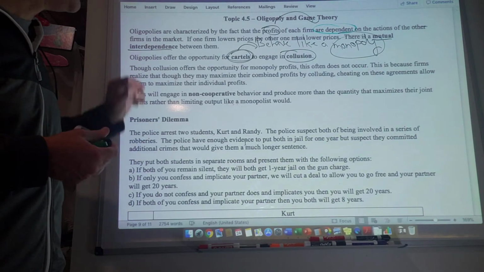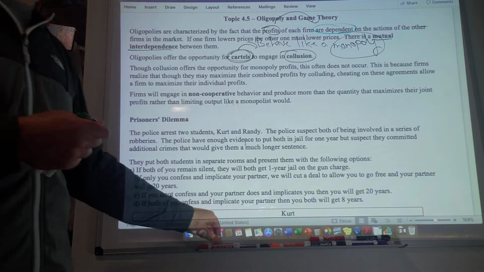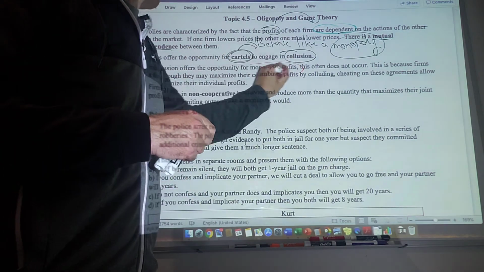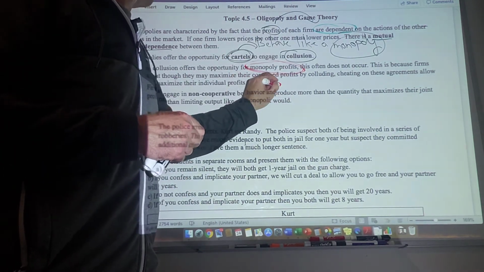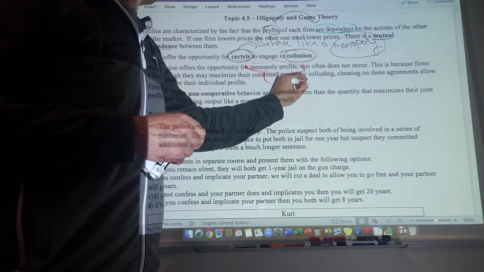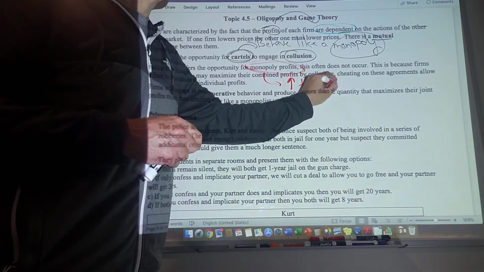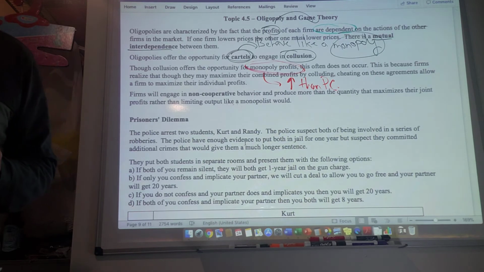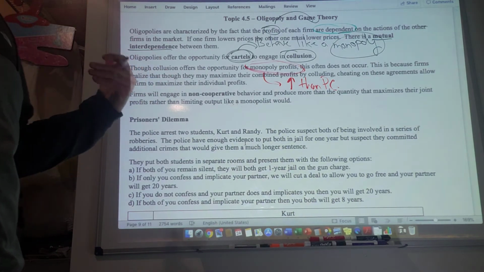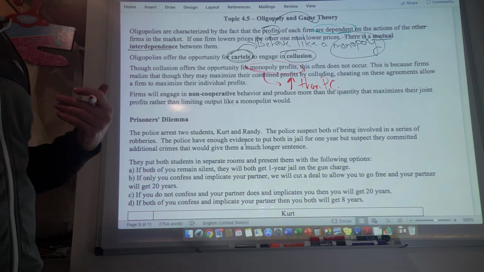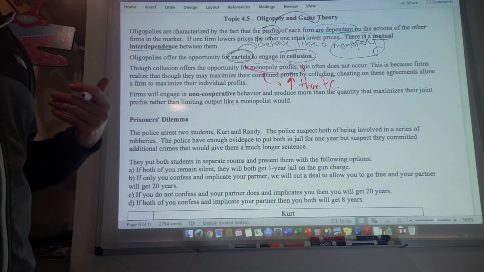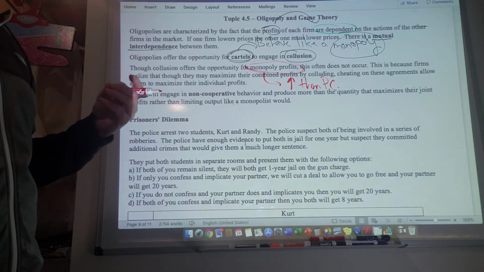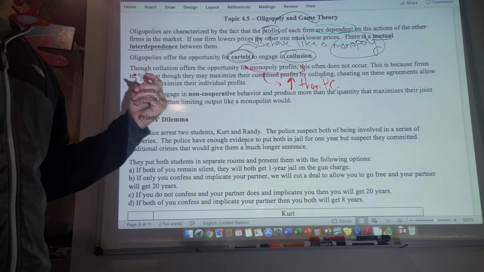It does offer the opportunity for, and here's the term, monopoly profits. And what that means is profits higher than perfectly competitive. So why is this even interesting, or why is this wanted? Because when you collude, you do get higher profits than if it was perfectly competitive. But it doesn't often occur. And we'll look at an example.